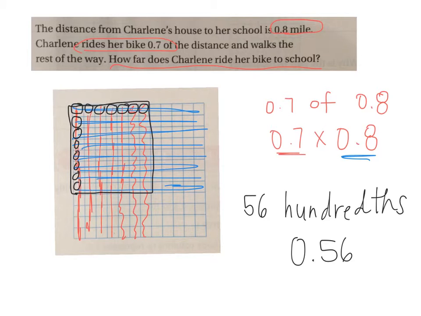So how do I answer this question? How far does Charlene ride her bike to school? Liam? 56 hundredths. Yep. Charlene rides her bike for 56 hundredths of a mile. Go ahead and take out your notes, write down what you need to write to explain to yourself what we did, what the process was of modeling 7/10 times 8/10 and how we found the answer. Please write an explanation to yourself of what we did so that when you look back at your notes, you'll understand what we were doing.